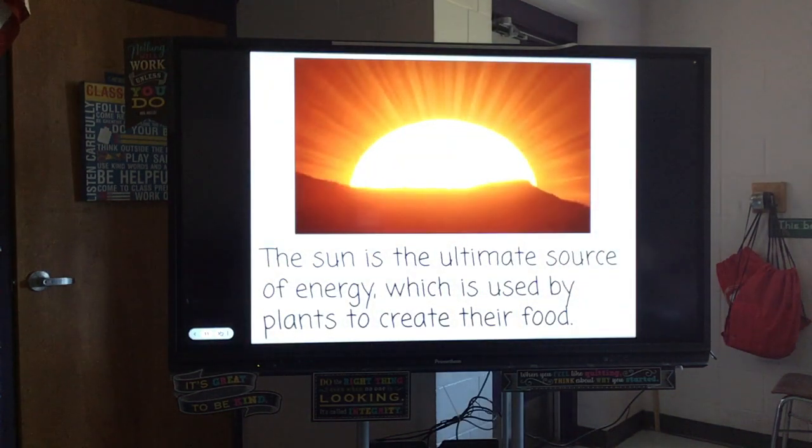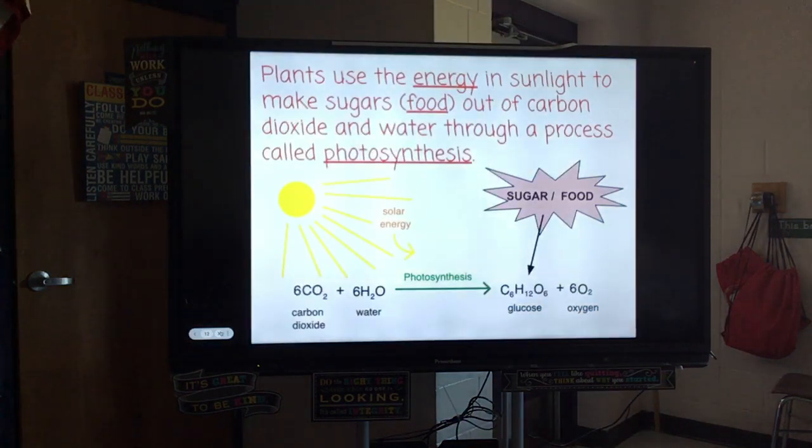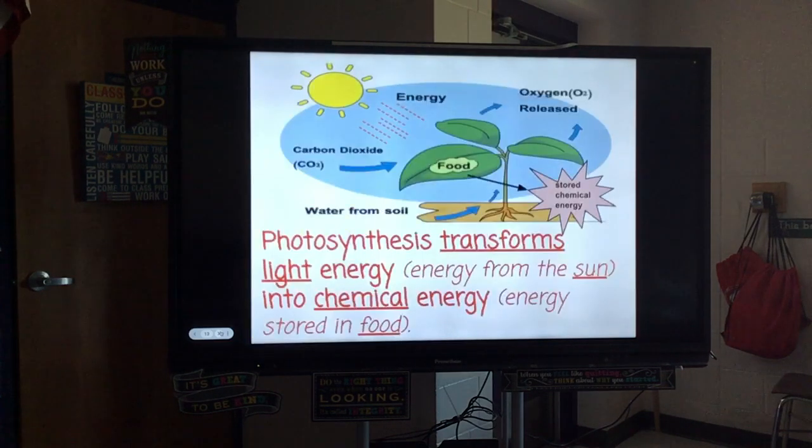The sun is the ultimate source of energy, which is used by plants to create their food. Plants use the energy and sunlight to make sugars or foods out of carbon dioxide and water through the process called photosynthesis. Photosynthesis transforms light energy, or energy from the sun, into chemical energy, which is energy stored in food.